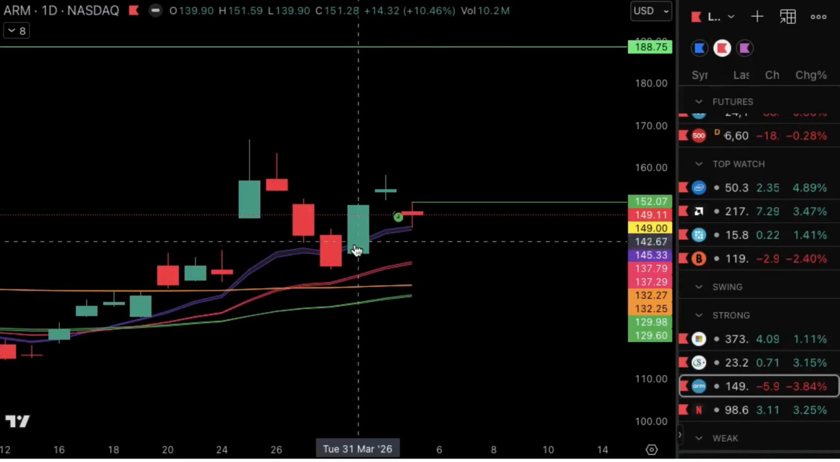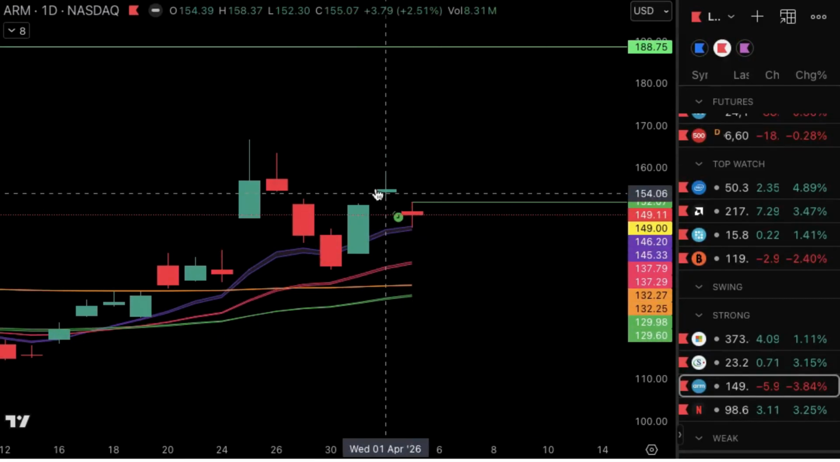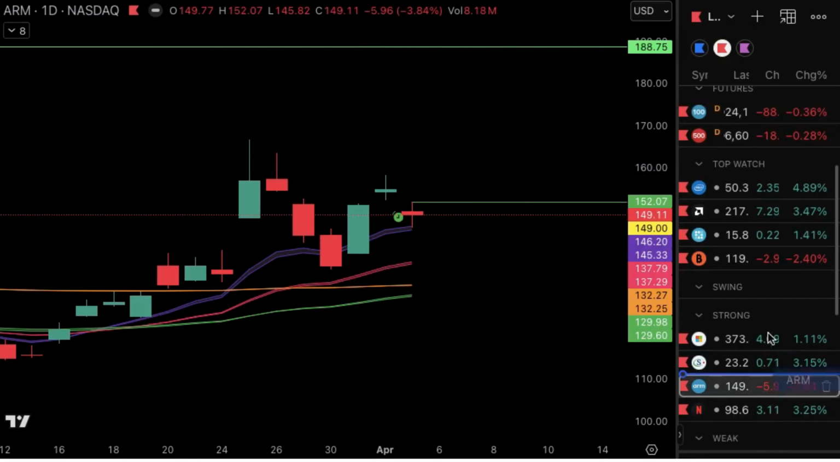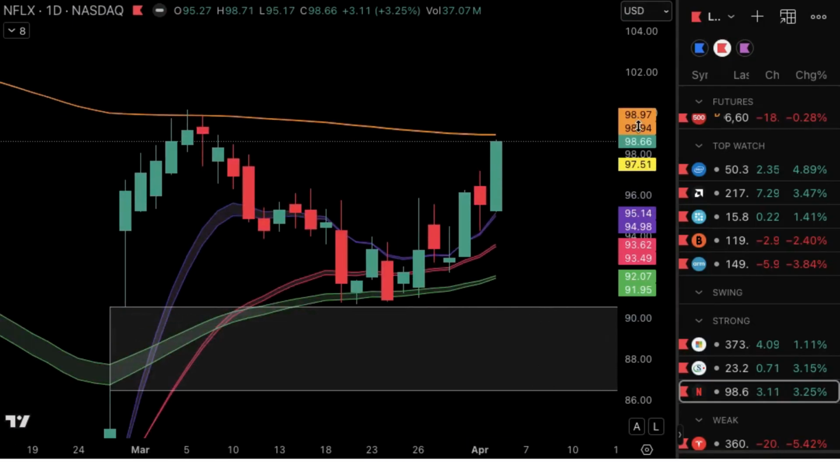I like that we reclaimed the daily 9 EMA. Let's see if we can get these EMAs to curl and we push higher and kind of break this trend line that's forming. I'm going to switch this up to top watch. Go to Netflix. Netflix has been awesome.